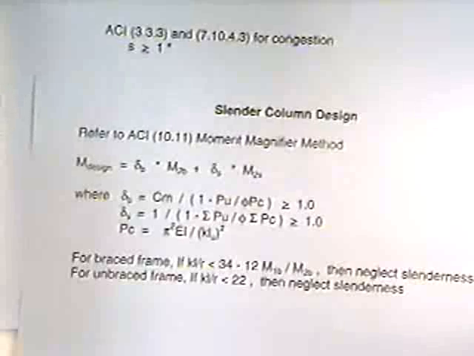Is that spacing, again, clear space, or is that space between the center line of the bars? This spacing S is the center line distance of these bars.